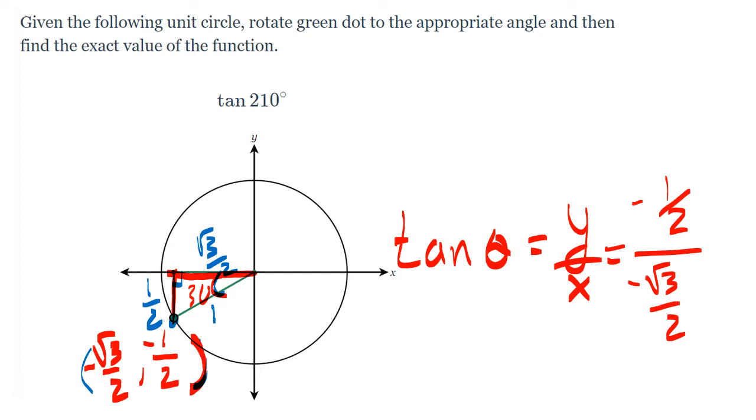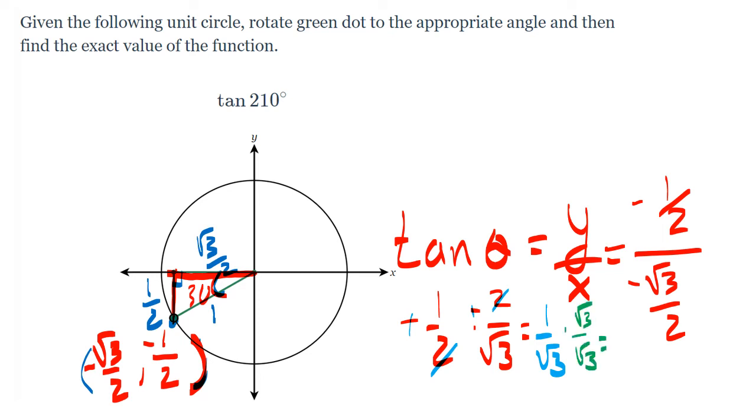So you have negative 1/2 over negative square root of 3 over 2. You're dividing by a fraction, so you need to multiply by the reciprocal of that fraction. Negative times a negative is a positive. The 2's are going to cancel out, and the negatives turn to positives. You get 1 over the square root of 3. Remember how to rationalize this denominator: multiply by the square root of 3 over 3, and you end up with the square root of 3 over 3.